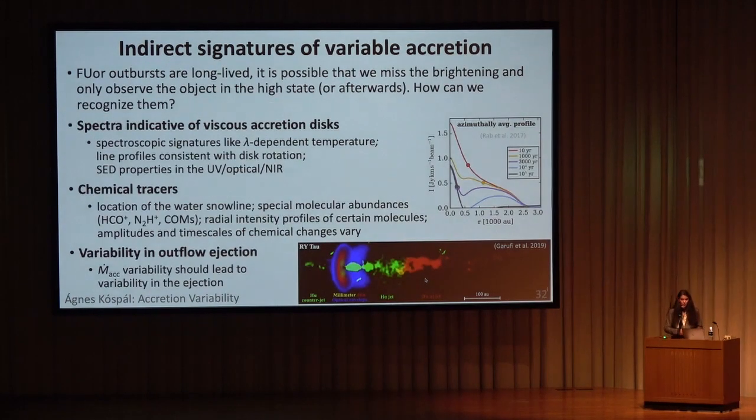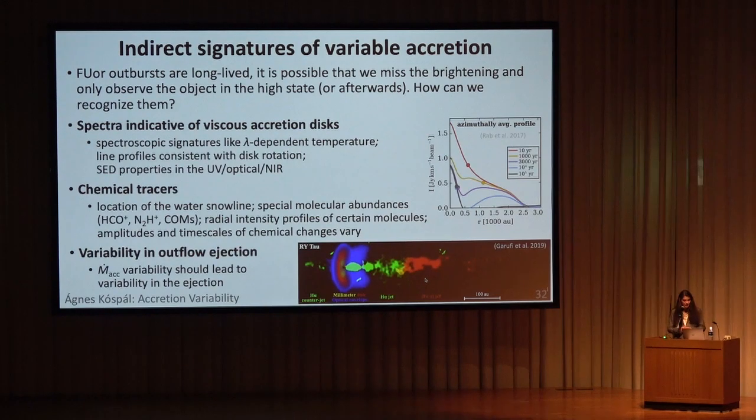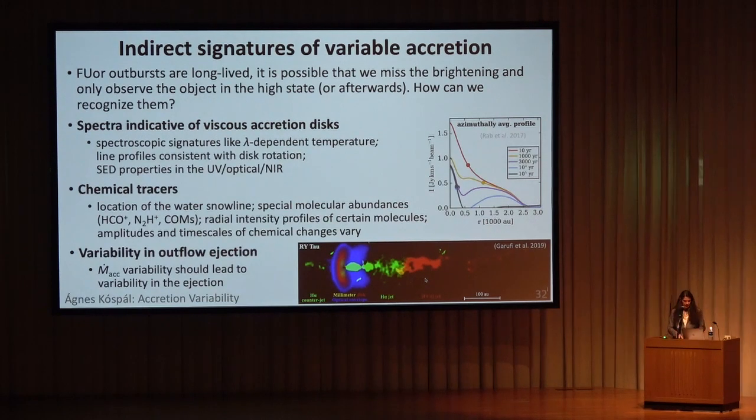Let's go back to FUors a little bit. FUor outbursts are long-lived, so it is very well possible that we miss the brightening of an event and we only detect it during the high state or even afterwards. We may completely miss a FUor outburst. How can we recognize these kinds of objects?